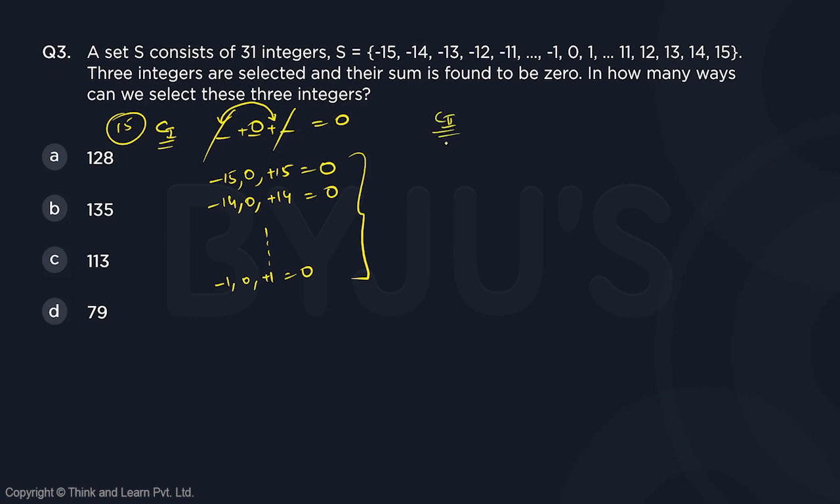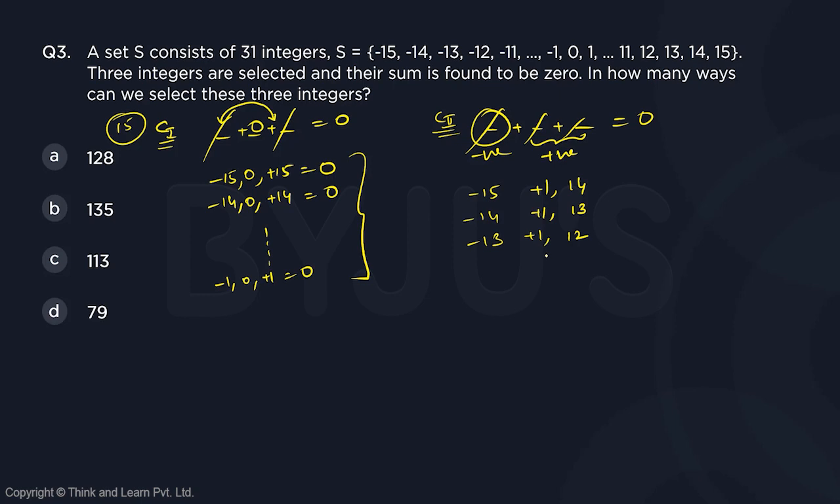Now case 2 is the scenario where there is no 0 in any of the 3 numbers. So 0 is not a part of the set of the 3 numbers. In such a case, what should happen? You should have a large negative number and 2 small positive numbers net cancelling out. So one large negative number and 2 positive numbers, and these 3 should cancel out and I should get the answer as 0. So let's see, if I take 1 here, I can have 14 here and -15. If I take 1, I can have 13 here and -14.